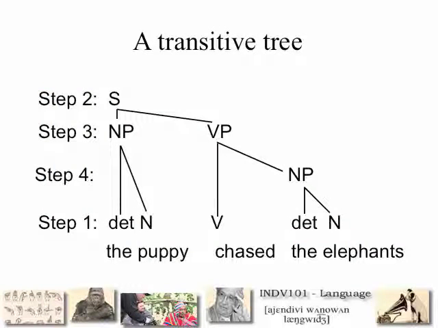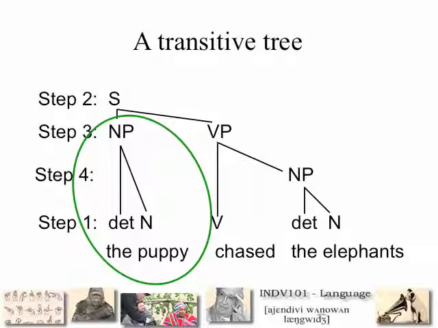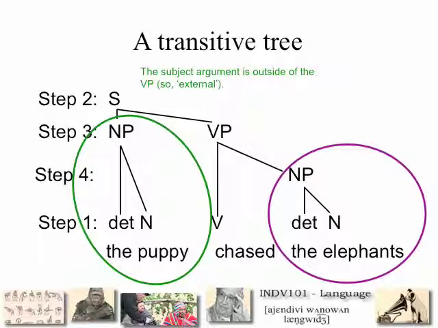So here is a transitive tree. Here is our subject NP. It is outside of the verb phrase, sister to the verb phrase, so it's not a part of it. And that's why we call it the external argument. Whereas the object NP is the daughter of VP and inside, internal to the VP, so that's why we call it the internal argument.